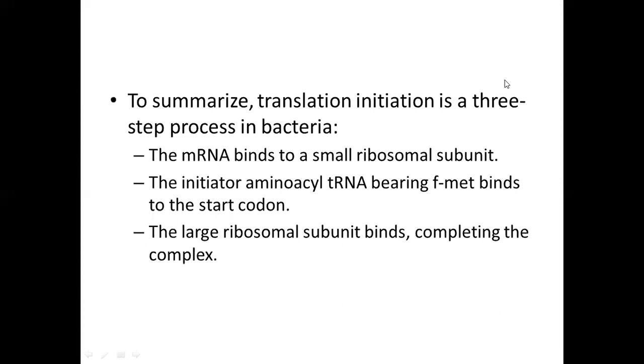In summary, translation initiation is a three-step process. We have messenger RNA binding to the small ribosomal subunit. Then we have the initiator amino acid tRNA, which bears the F-methionine, or formylmethionine, in prokaryotes, binding to the start codon. And then we have the binding of the large subunit of the ribosome, which completes the initiation complex.